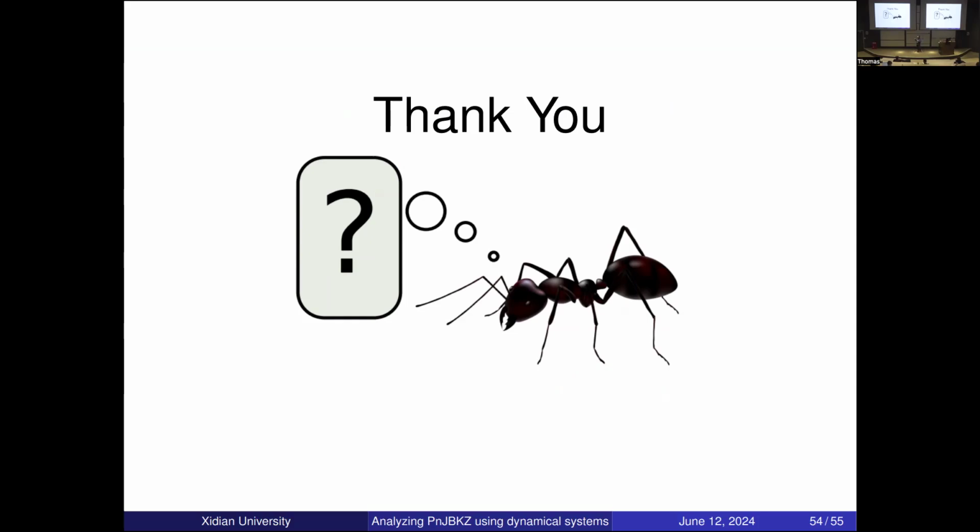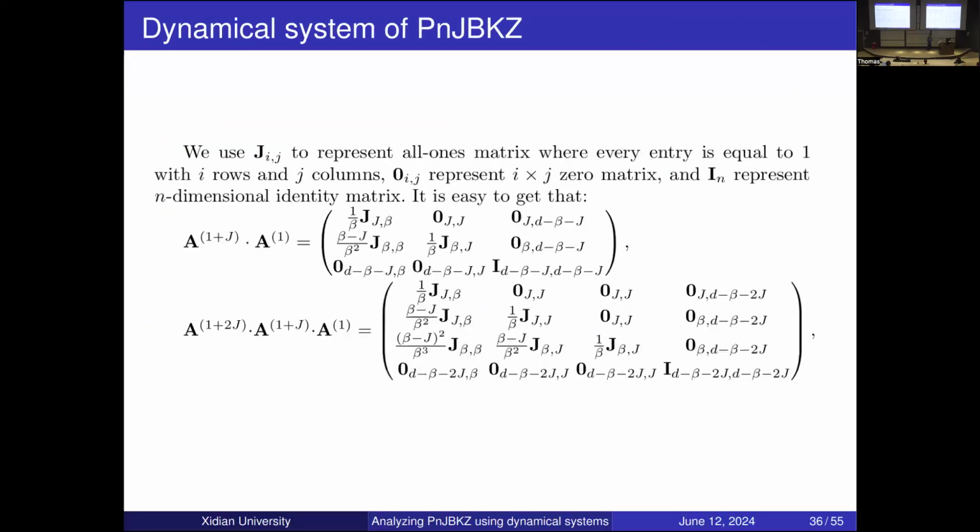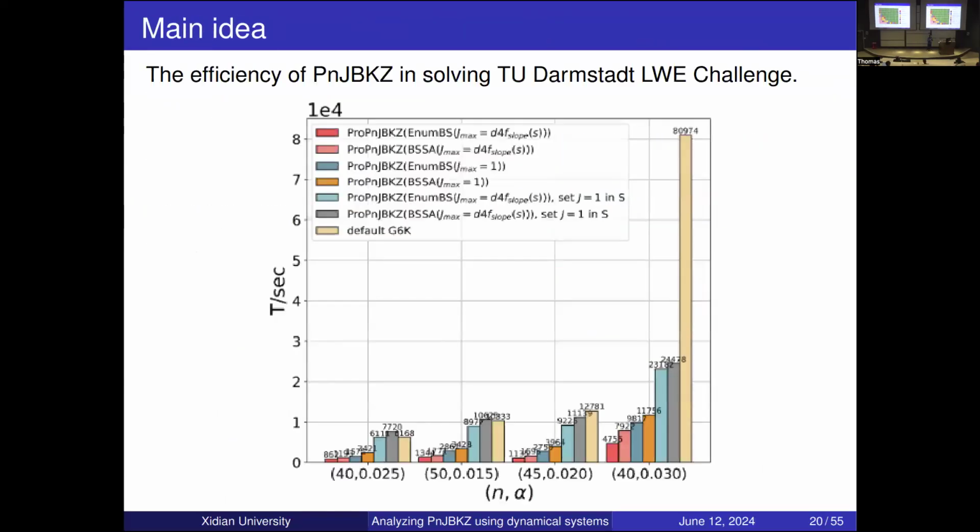We give another paper about how to optimize the best choice of block size and the jump selecting strategy. We use different measures to find the optimal parameters, making it more efficient. This paper hasn't been accepted, but we submitted it to ePrint. And another paper was already accepted by PKC this year. You can check it.